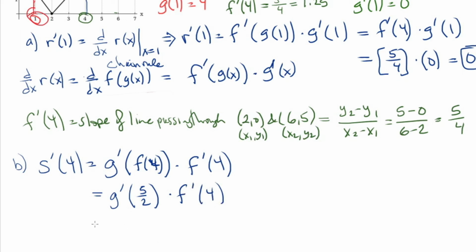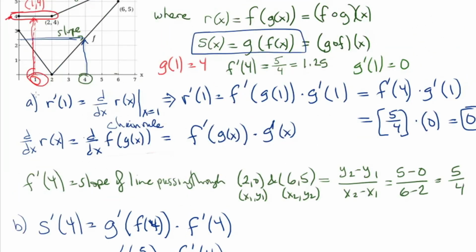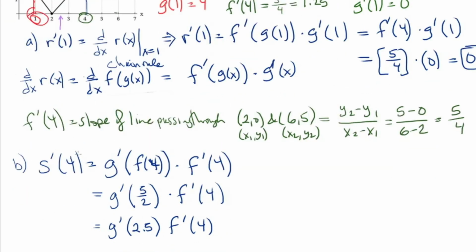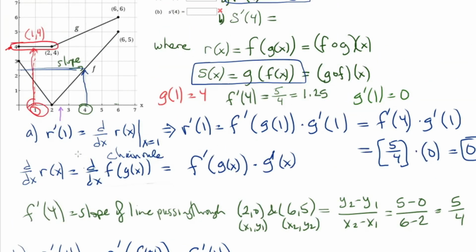And again, if you like g prime of 2.5, that's fine too. What's g prime of 2.5? To answer that, again, there's no formula here for g. We have to look on the graph. So 2.5, and I'm running out of colors here. Let me use, how about purple? So 2.5 is halfway between 2 and 3. And we're looking for the derivative of g at that point.